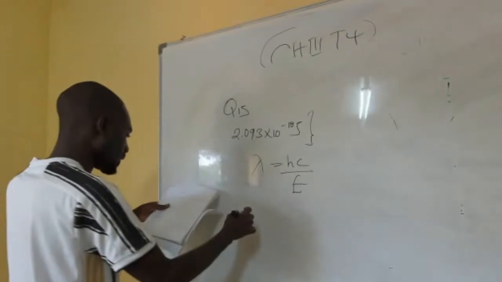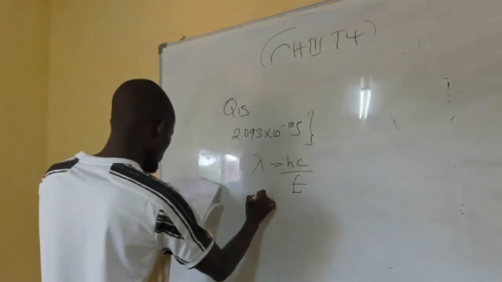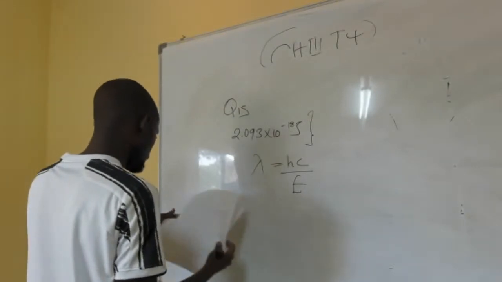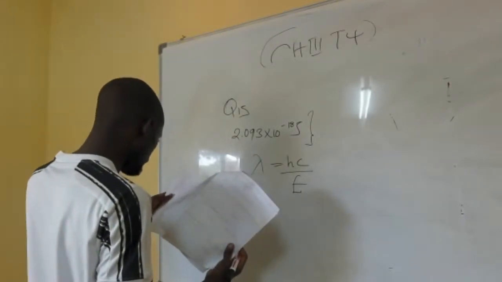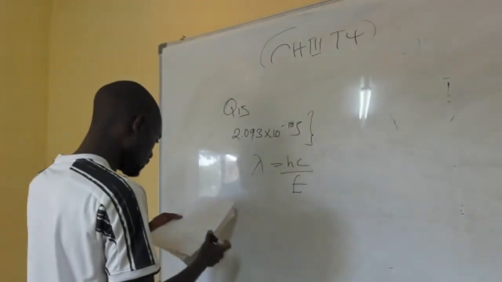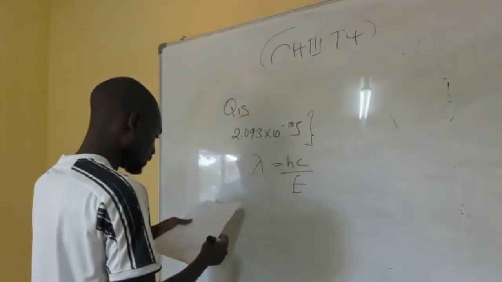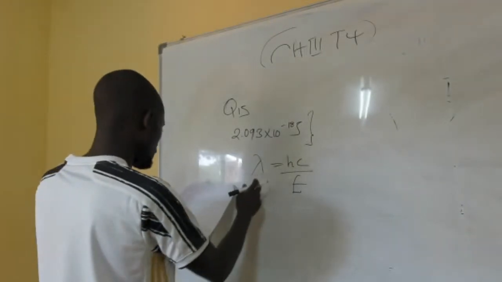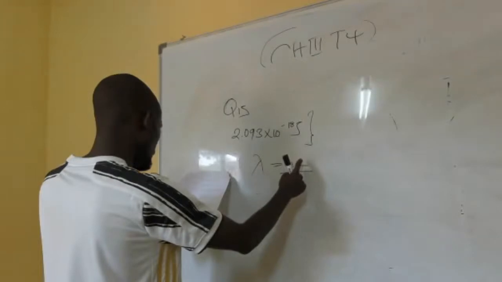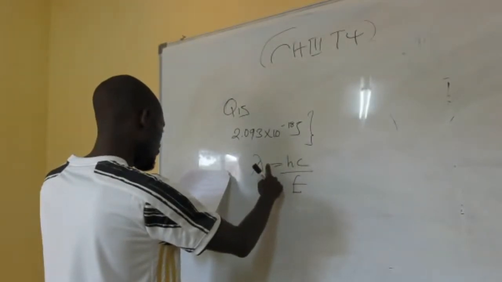So it's a matter of substituting. They are looking for how much is the energy. From there, you are going to find the energy. You have Planck's constant, and you also have the wavelength.